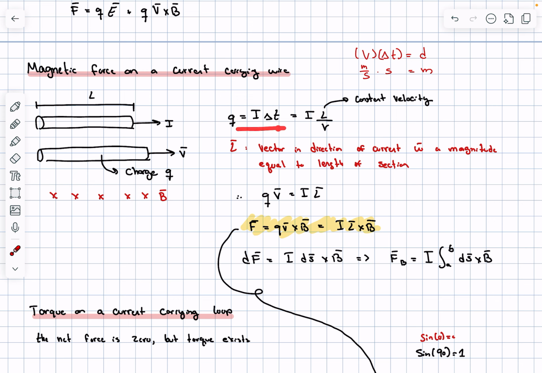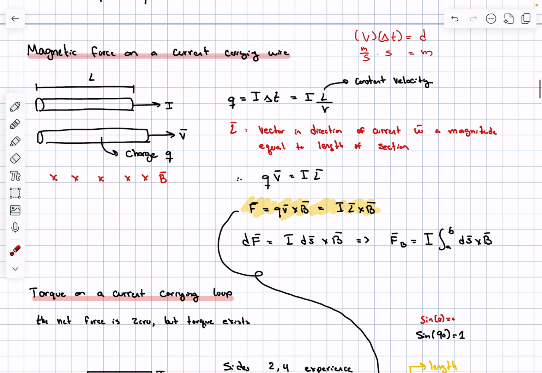We know here that delta Q over delta T is equal to I, the current. Rearrange that and we get Q is equal to I delta T. Instead of talking about delta T directly, we're going to talk about velocity and distance. So we know velocity times time is equal to distance. So we have delta T is equal to D, the distance it travels, which is L, the length, divided by V, the velocity. If we take V and put it on this side, we get QV is equal to IL.